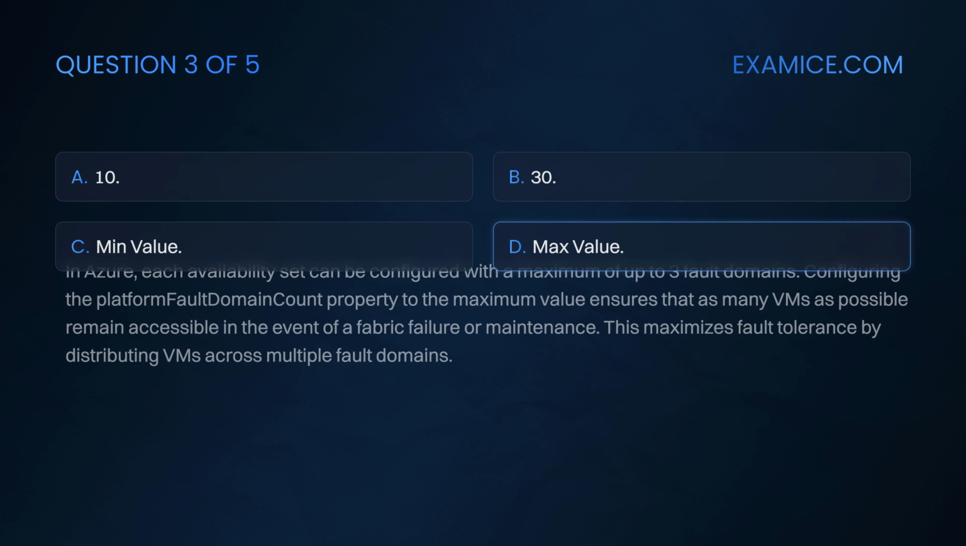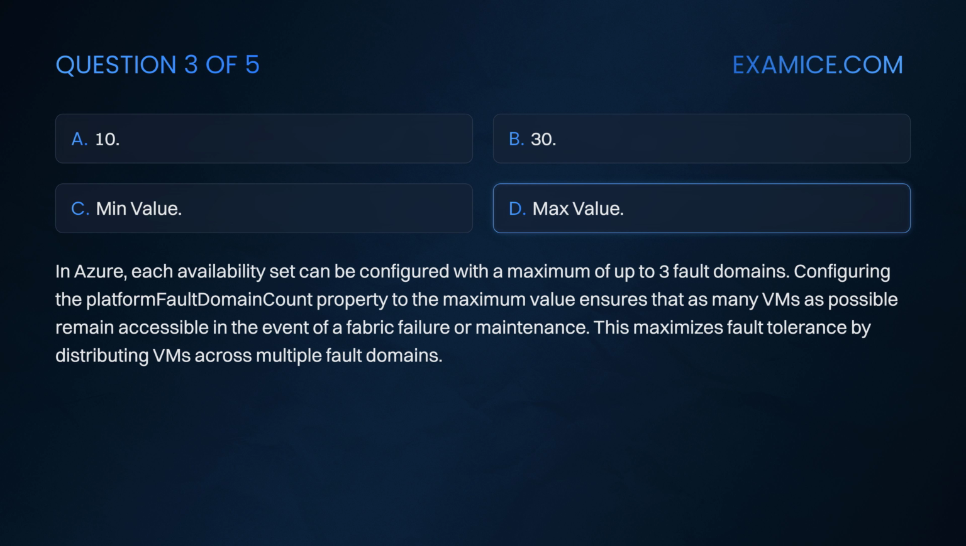In Azure, each availability set can be configured with a maximum of up to 3 fault domains. Configuring the platform fault domain count property to the maximum value ensures that as many VMs as possible remain accessible in the event of a fabric failure or maintenance. This maximizes fault tolerance by distributing VMs across multiple fault domains.